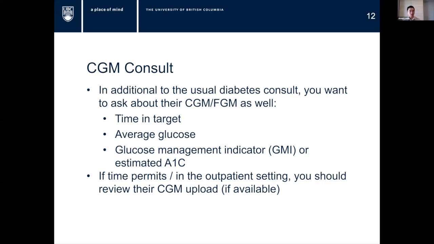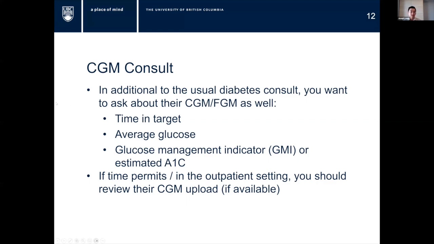So we're trying to move away from the term estimated A1C because it's not really a true A1C. A1C is really that 90-day average based on the glycated hemoglobin, whereas GMI is using the sensor data. So these terms basically refer to the same thing, but we're trying to use the term GMI now.